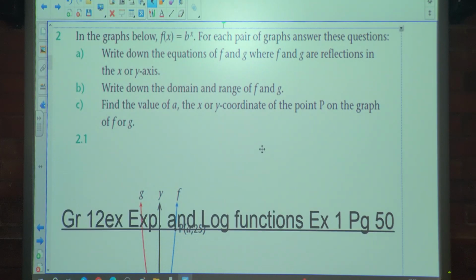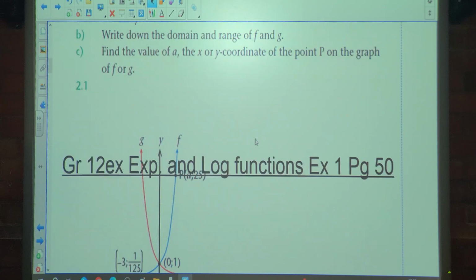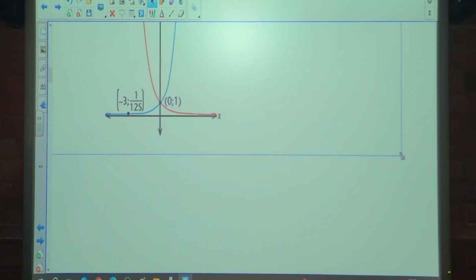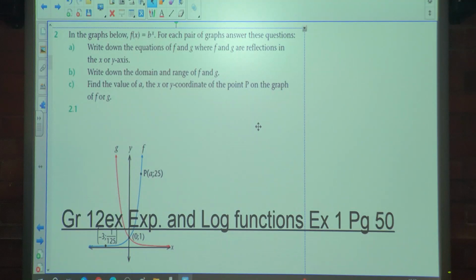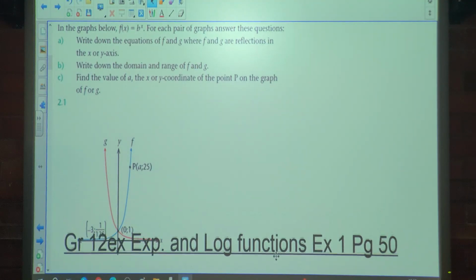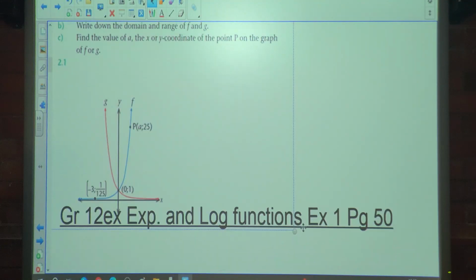So in the graphs below, f of x is equal to b to the x. For each pair of graphs, answer the following questions. Write down the equation of f and g, where f and g are reflections in the x or y axis. Write down the domain and the range, the value of a, the x or y coordinate of the point P on the graph of f or g. Okay, many things are telling us. So let's go from the top.